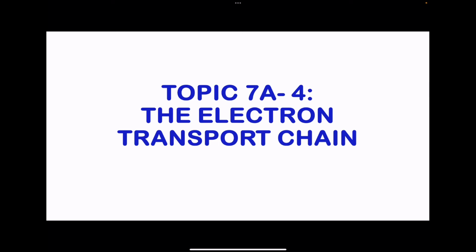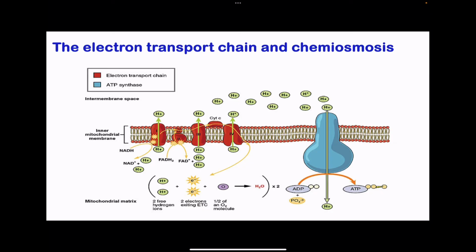In topic 7A4, here we are looking at the electron transport chain. This is where oxidative phosphorylation takes place with the help of chemiosmosis. We can see the components of the electron transport chain, components 1, 2, 3, 4, or you can call them complexes, are positioned within the inner mitochondrial membrane. And we can also see there is a molecule here called ATP synthase.